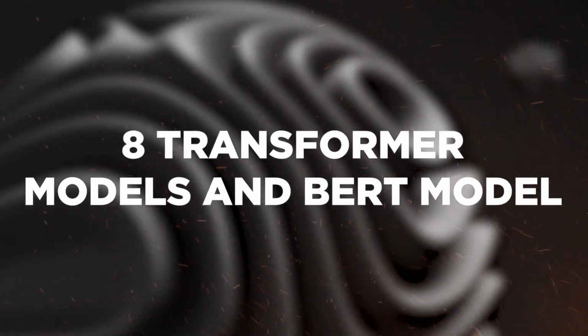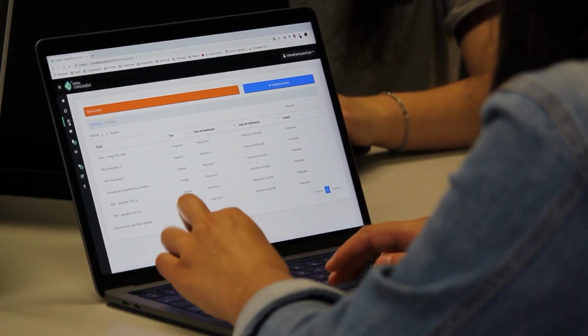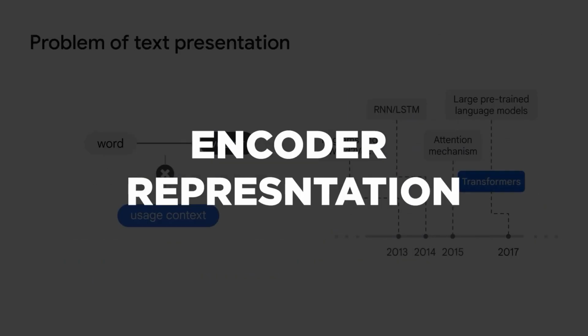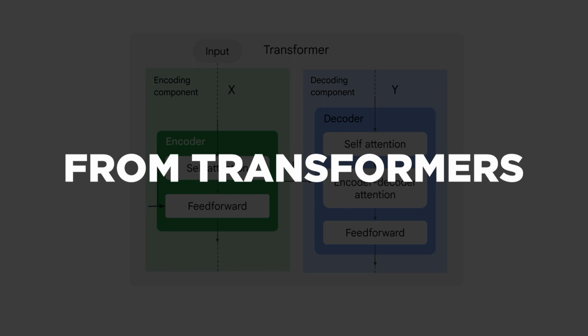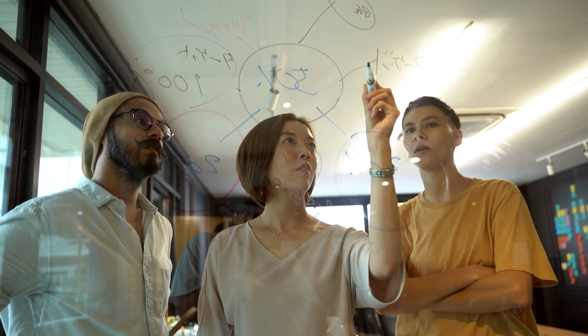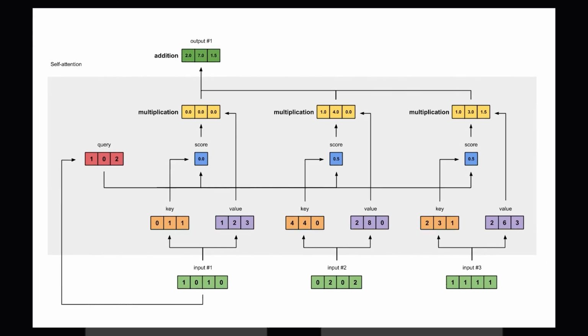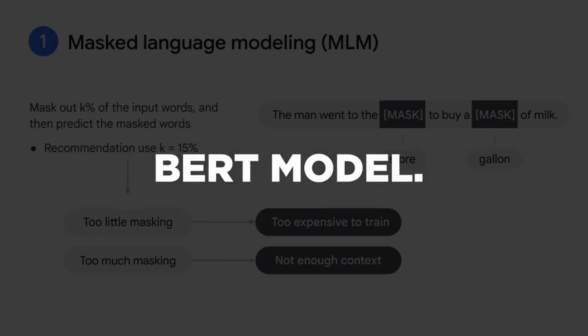Transformer models and BERT model. This course introduces you to the transformer architecture and the bidirectional encoder representations from transformers, or BERT model. You learn about the main components of the transformer architecture, such as the self-attention mechanism and how it is used to build the BERT model.